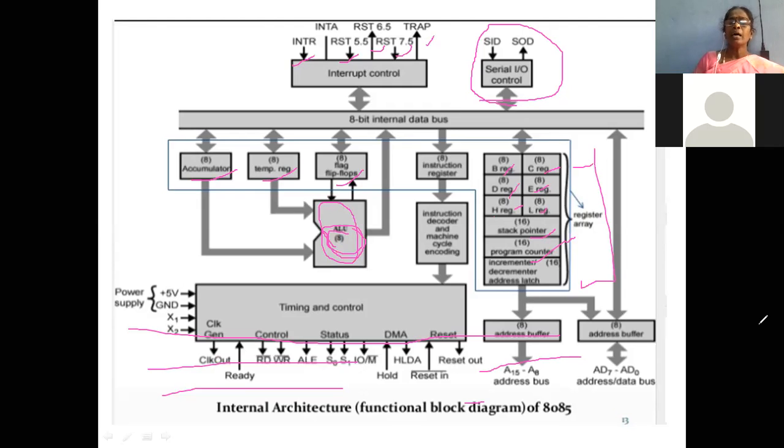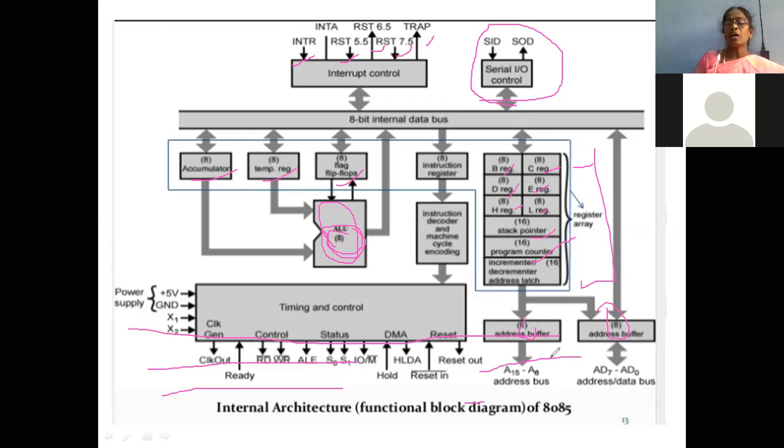Next is the incrementer/decrementer latch, which is also 16-bit. And the address buffer, which is an 8-bit address buffer. There are two address buffers because we have 16 address lines.